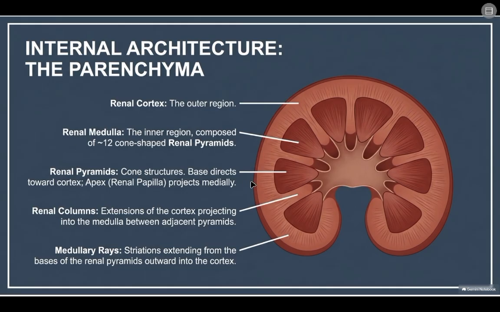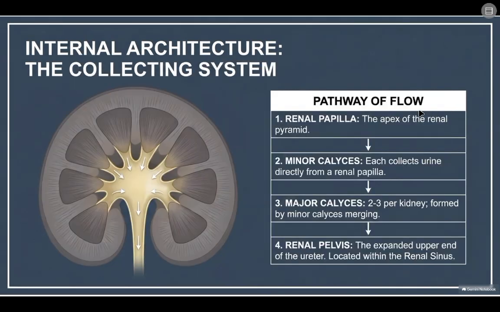So we have the medullary rays. What are medullary rays? From the name rays, what should come into your mind? Lines, striations that extend from the bases of the renal pyramids outwards into the cortex. So these are the medullary rays. These medullary rays are just striations.